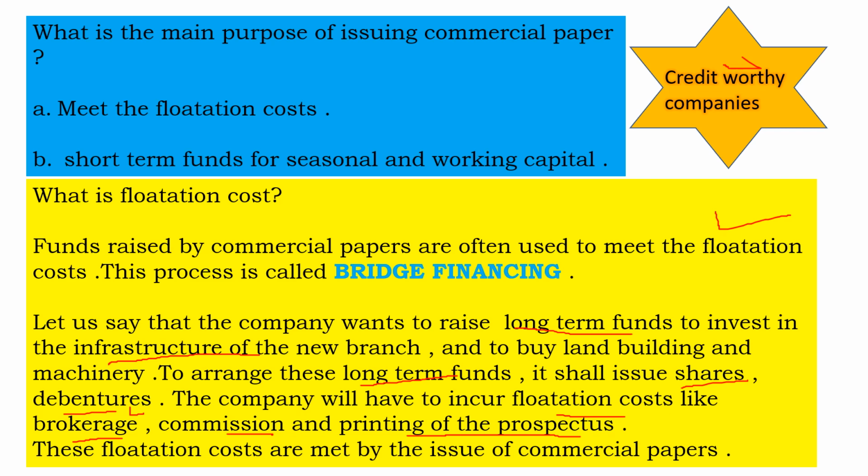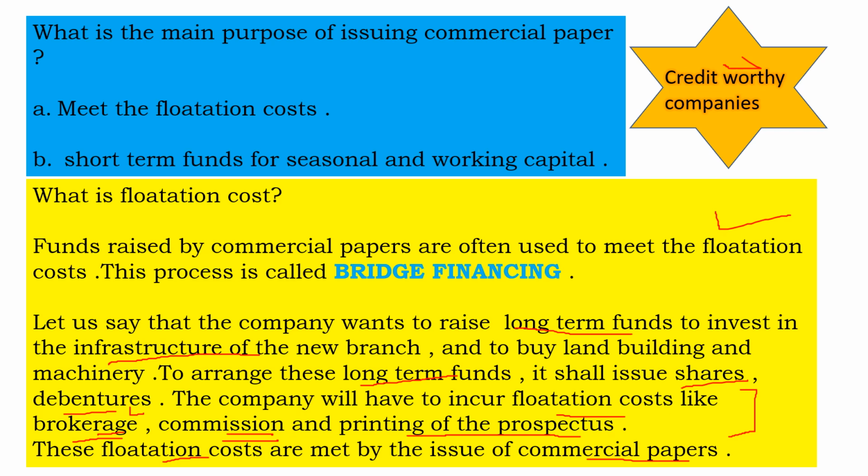Which type of costs I told you? They have to pay brokerage, they have to pay the commission and the printing of the prospectus. These are called flotation costs. Now these flotation costs are met by the issue of commercial papers.